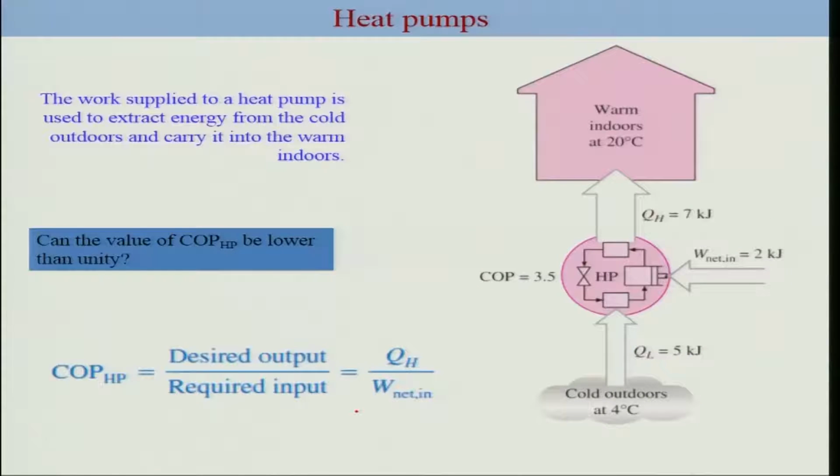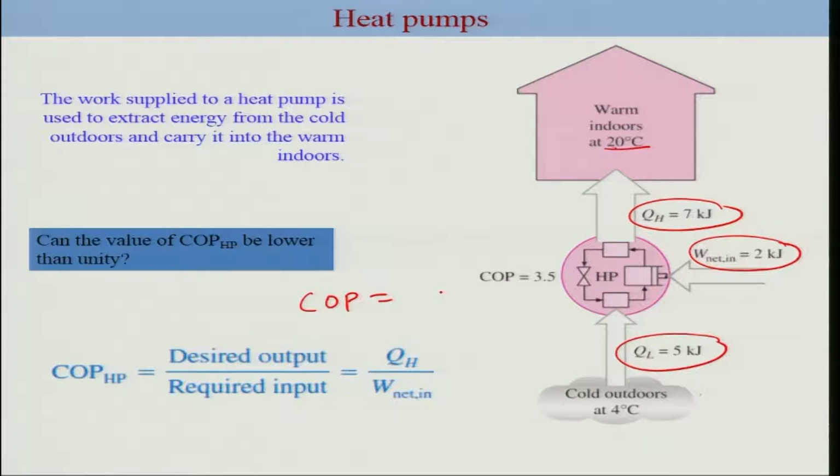So this is a simple illustration of a heat pump. You have a house which you want to keep at a temperature of 20 degrees C inside, and in order to do that you need to supply heat at 7 kilojoules, and the outside temperature is 4 degrees Celsius. So if you apply W net of 2 kilojoules and the QL is 5 kilojoules, then the COP would be simply QH divided by W net, which is 7 by 2, and that turns out to be 3.5.